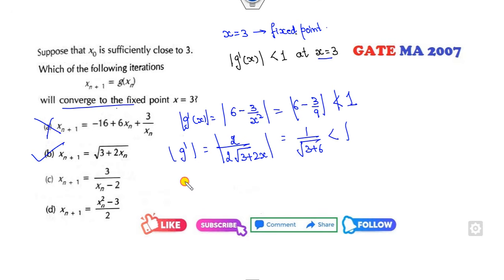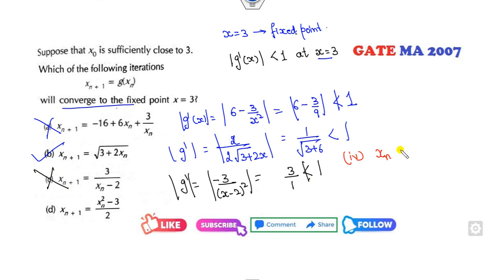Look at the third option. G dash will be minus 3 over x minus 2 square. If you take the absolute value at the point 3, it is 3 over 1, which is not less than 1. Look at the last option. What is the derivative of this? At x equal to 3 it is 3, which is not less than 1. So the right option is only B, that is my correct answer.